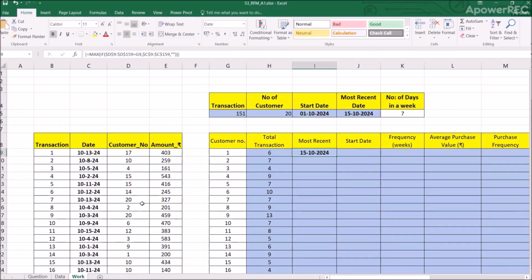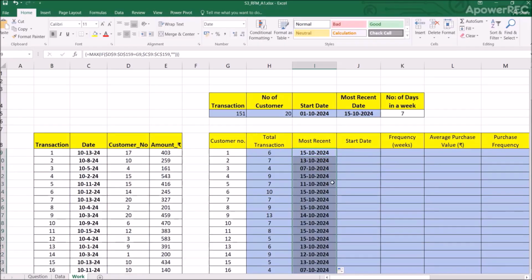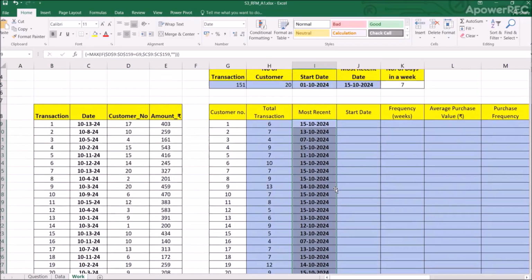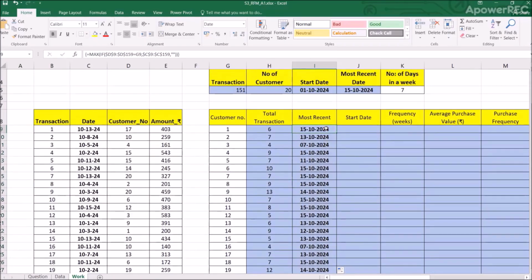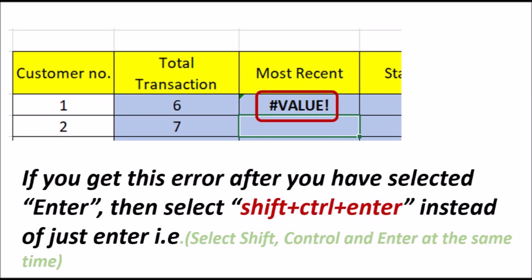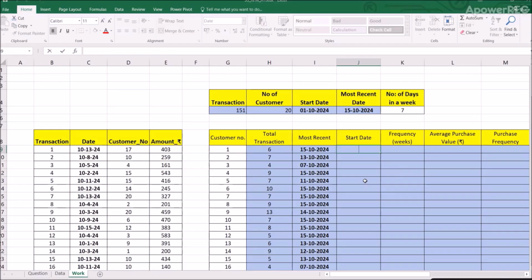Move the cursor to the right bottom of the I9 cell until you notice the plus mark. Now double-click on the plus mark. Relevant data is now populated in the respective cells of the I column. For calculating the start date, use the min function, instead of the max function.